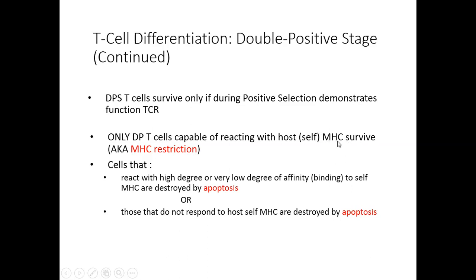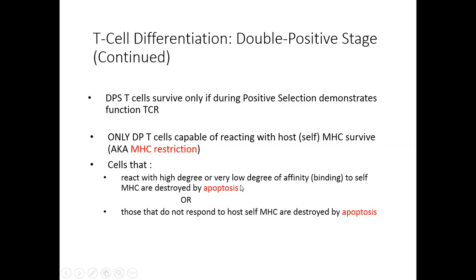So we remember MHCs are not just presenters, they're also what? They're self-antigens. So we're going to see how well these double positive cells react with the self-antigens, and we're going to test the self-antigens of MHCs. If they react really, really strongly, then we would worry that there's going to be too much interaction between double positive cells and the MHC complex, maybe on inactivated antigen presenting cells. So we don't want those. We don't want the ones that are overly reactive, too strong of a binding.